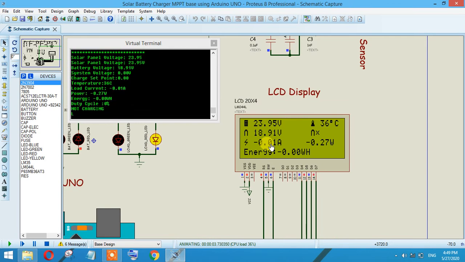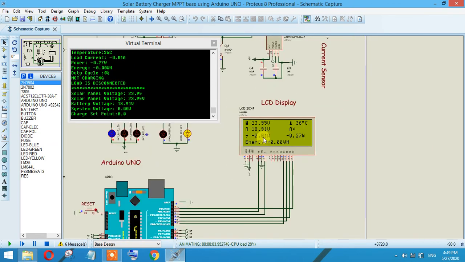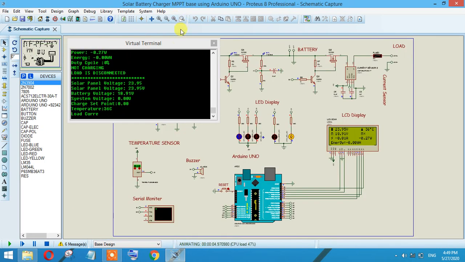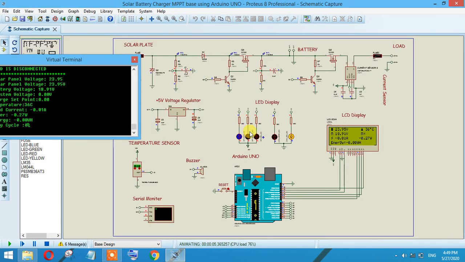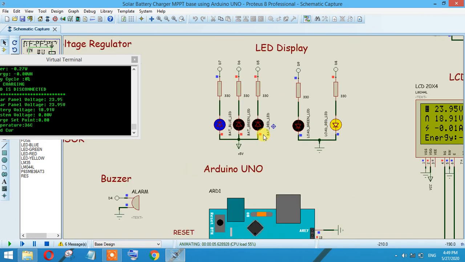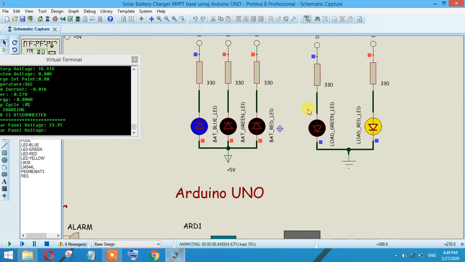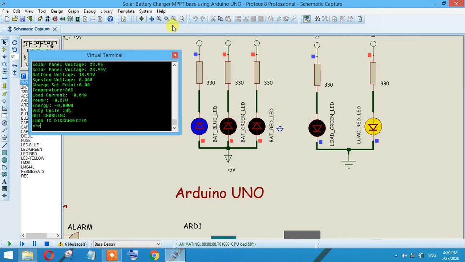As the load is not connected over here, if you connect the load, there will be a current going inside the circuit, and you will be able to get the power, and from that you will be able to get the watt hour. So this is the approach that we are using. These are different LEDs displaying the different states of the load. The load is not connected, and the battery is blue, which means the incoming voltage is coming but not going out of the battery. So these are the different states, and this one is the serial monitor displaying all the data.